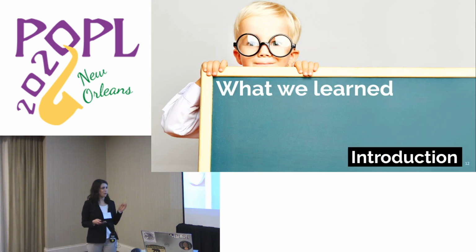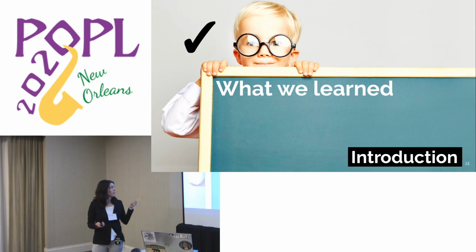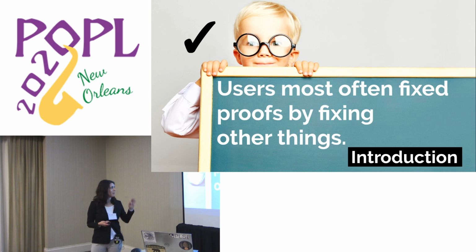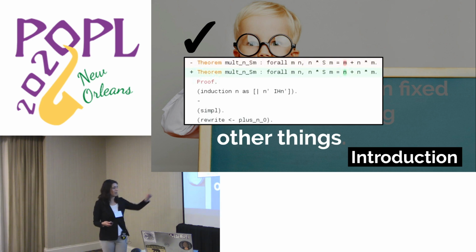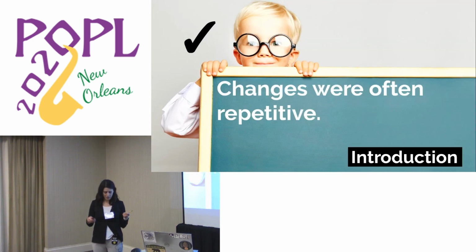And what we found, it won't shock anyone, but what it will do is confirm some common wisdom. So for example, we found that our users most often fix proofs by fixing other things. So here's an example from an expert user who started a proof of a theorem, got to an impossible state where they had to prove for all n equals 0, realized that the theorem was incorrect, backed up, and then changed it.